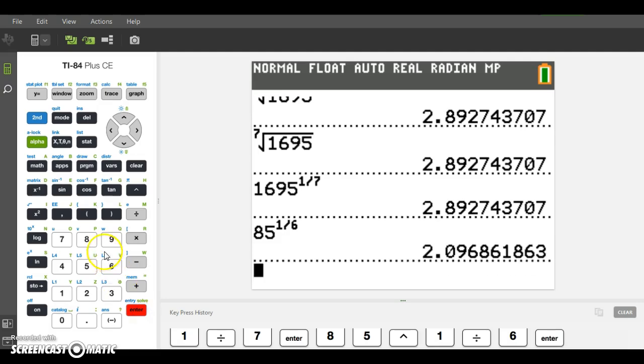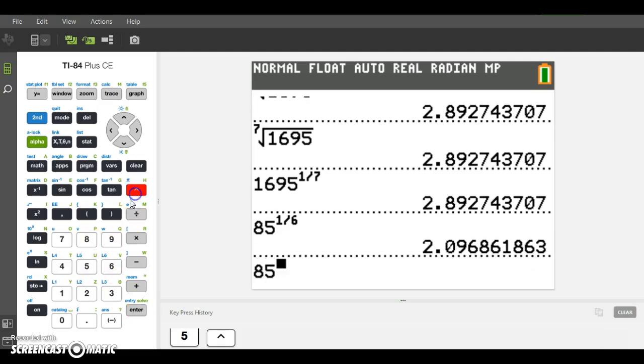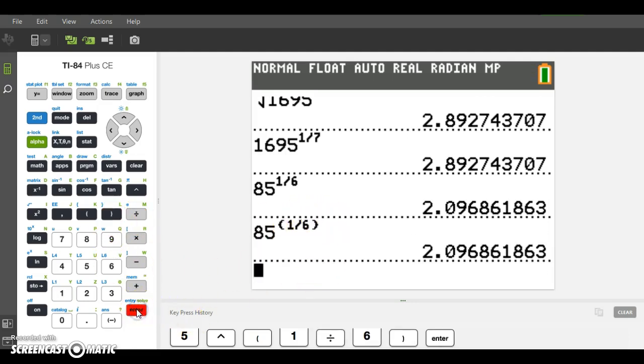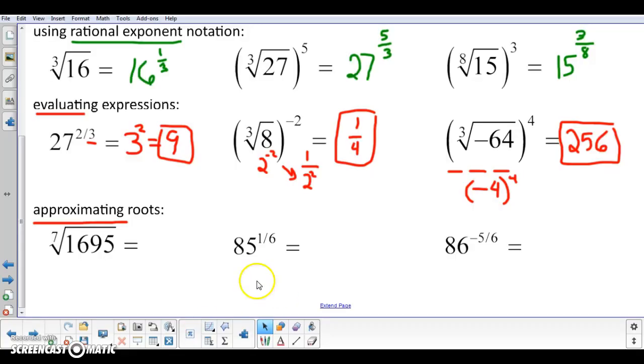If you don't have math script enabled, you might have to do 85 raised to the parentheses 1 over 6 power. For those of you with the older calculator, you definitely need the parentheses there. But it'll give you the same thing. So just showing you how to do that on your calculator. And that would be how to evaluate nth roots at different places. Even negatives, same thing. We should be good to go.